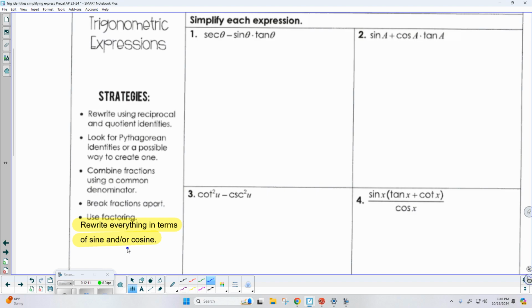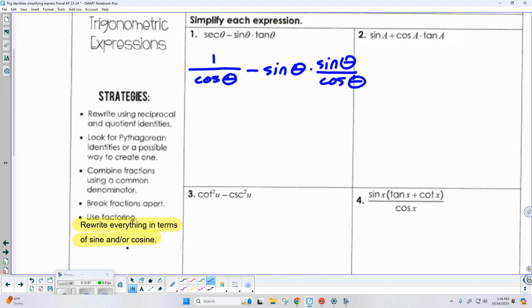Number 1, secant of theta minus sine of theta times tangent of theta. Now, we have to use the identities. What's the reciprocal of secant? Cosine. Now, I can't just replace it with cosine. Remember, I got to use an identity. So secant, I'm going to rewrite that as 1 over cosine theta. Minus, well, sine, I'm going to leave alone. We're going to write everything in terms of sine and cosine. Now, tangent, we have a quotient identity. How can I rewrite tangent? Sine over cosine. There we go. So sine of theta over cosine of theta.